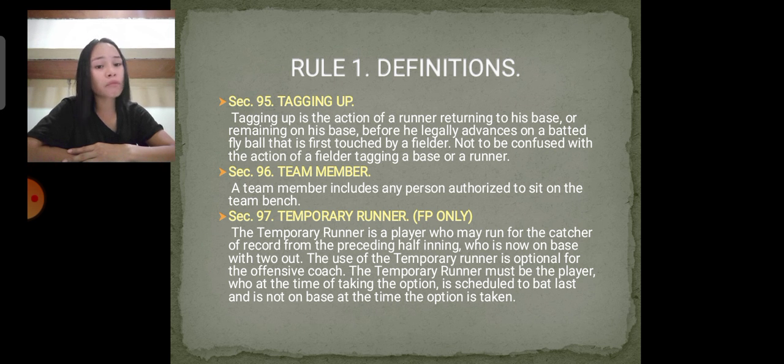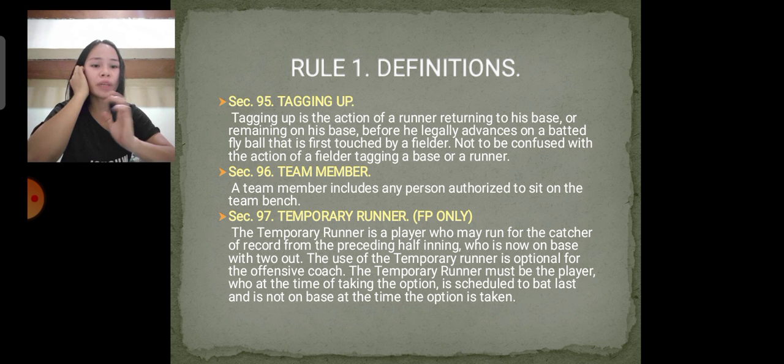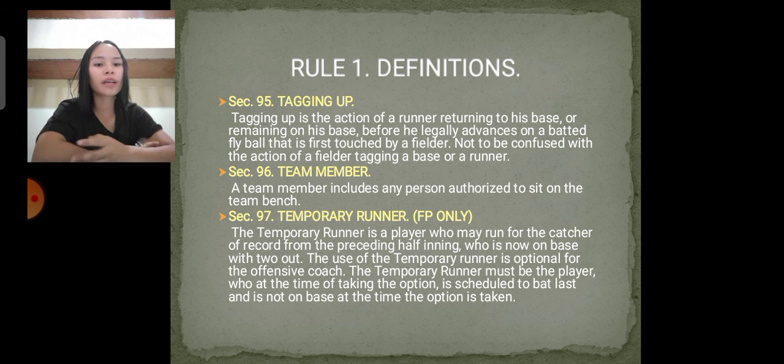We have the section number 97, temporary runner. The temporary runner is a player who may run for the catcher of record from the preceding half inning, who is now on base with 2 out. The use of the temporary runner is optional for the offensive coach. The temporary runner must be the player who, at the time of taking the option, is scheduled to bat last and is not on base at the time the option is taken.